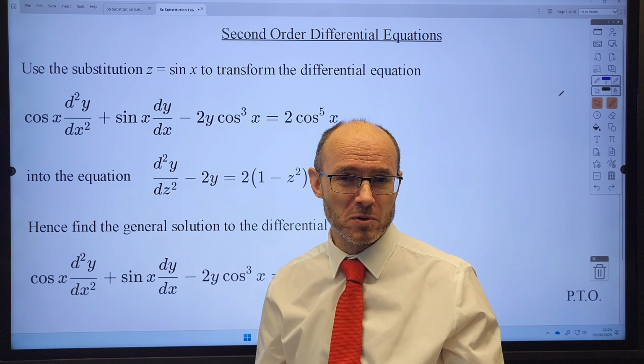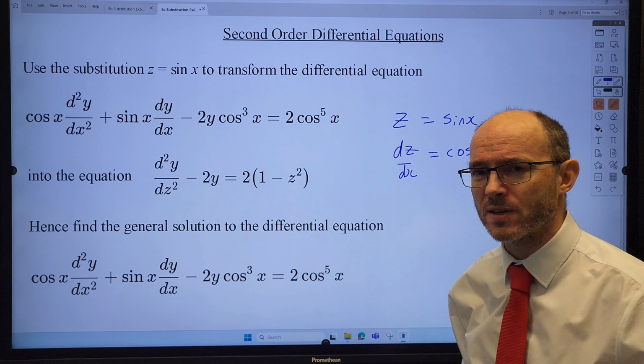So where are we going to begin? We begin with this: z is equal to sine x. That's our substitution. So straight away, you can find what dz dx is. dz dx is just cosine x. We're going to use that somewhere.